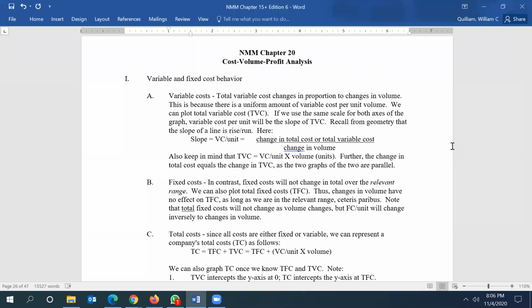So variable and fixed cost behavior. Well, first we know that with variable cost, total variable cost changes in proportion to changes in volume. This is because there's a uniform or constant amount of variable costs per unit volume.